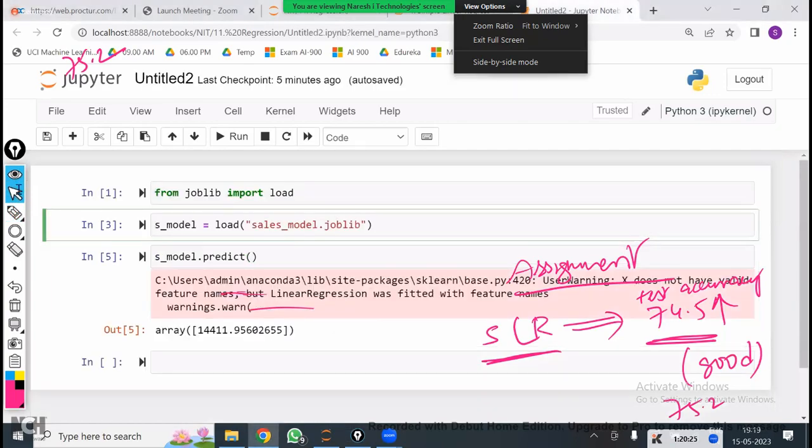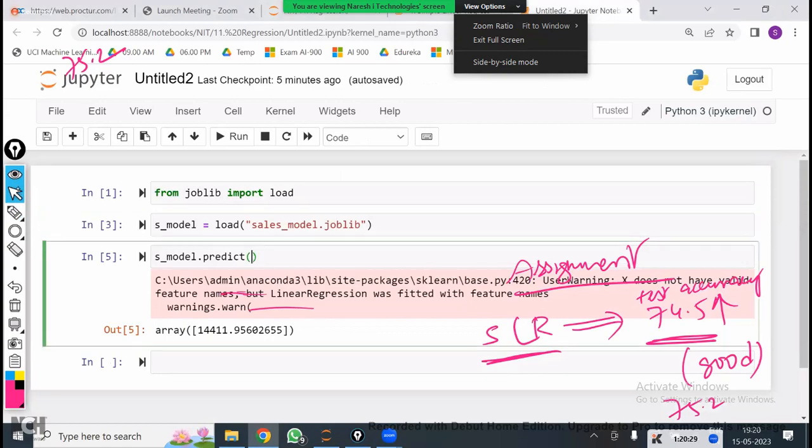After sharing this job.lib file, now predict on my data. These 20 records are there, right? First, I will load these 20 records into a data frame, df1, using pd.read_csv, and I'm going to load the test.csv, which is used for my testing purpose.